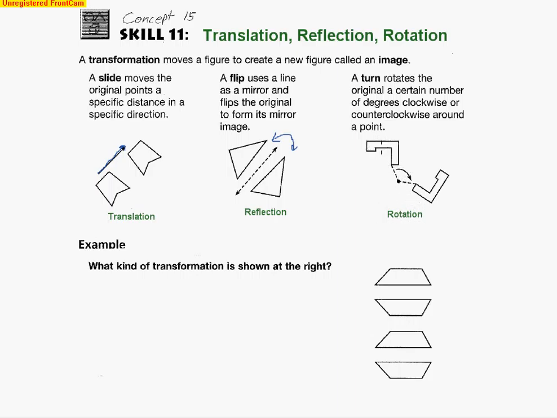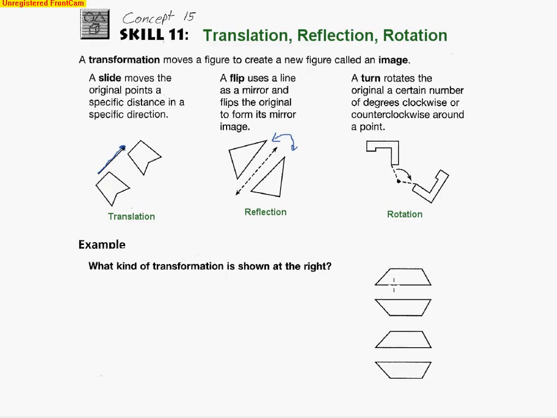A turn is a rotation. Typically when we rotate things, we rotate 90 degrees clockwise, 90 degrees counterclockwise, or 180 degrees. However, this looks like it's been rotated a little bit more than 90 degrees. Whatever angle that is, that's how much it rotates. So it just turns.